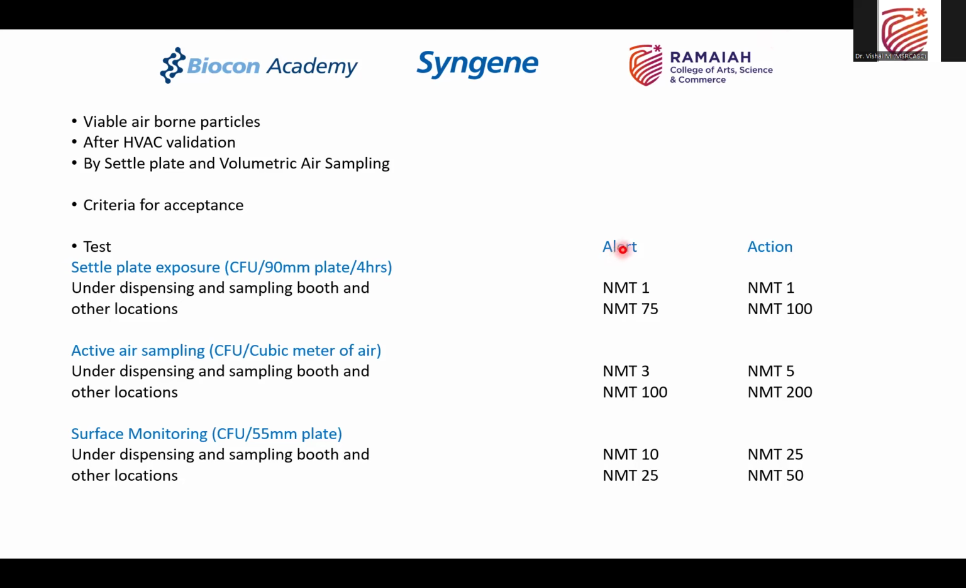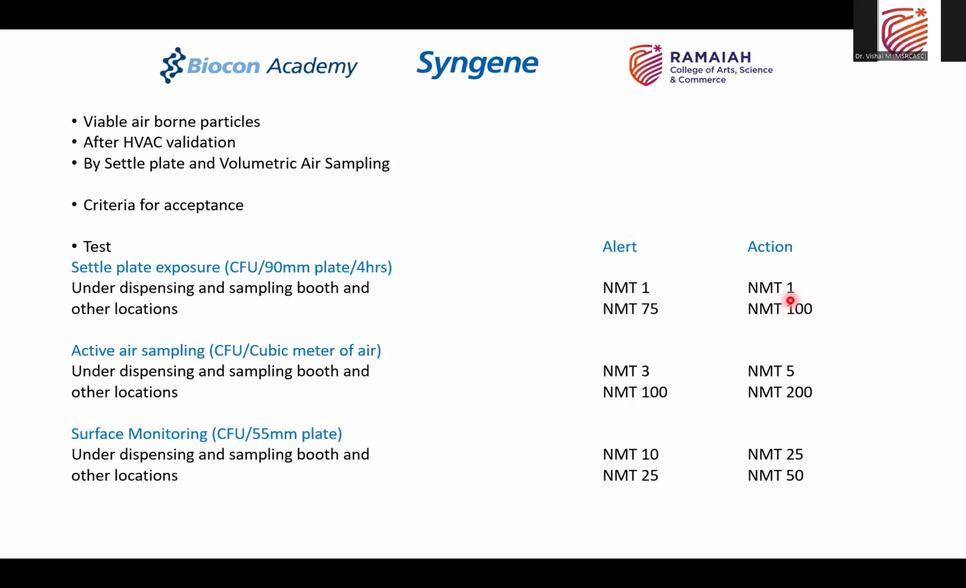In critical areas, there should not be more than one colony forming unit on a plate. Now, for other locations, non-critical areas, you should be alert when the colony forming units are 75 or above. So you have to be alert. It means the monitoring has to happen on a regular basis, and some action has to be taken if the colonies are more than 75. There should not be any colony count more than 75. If it is more than that, you have to be alert.